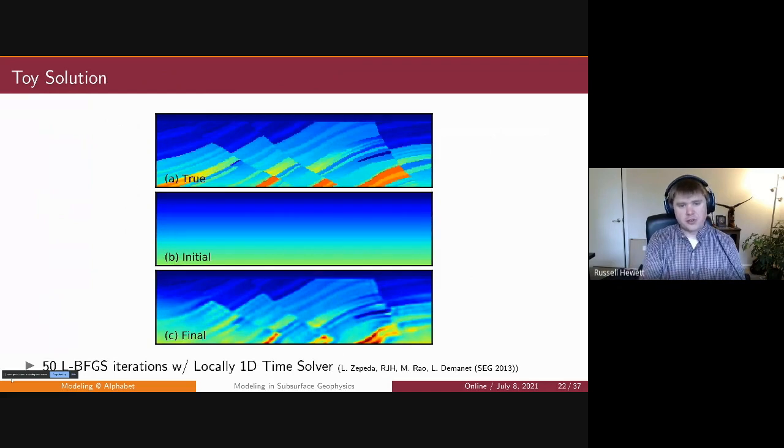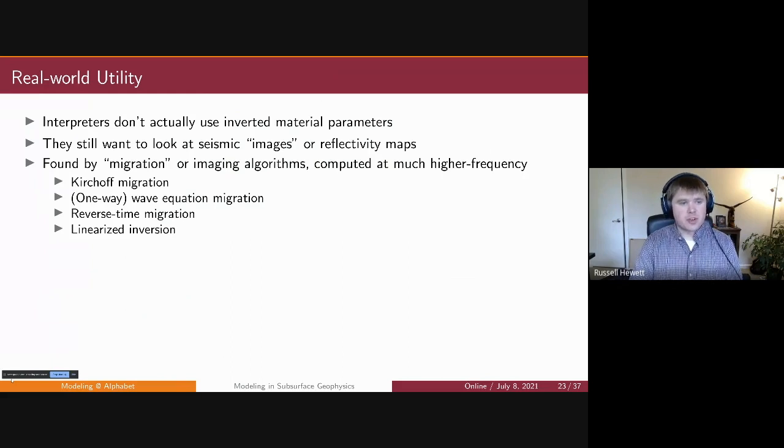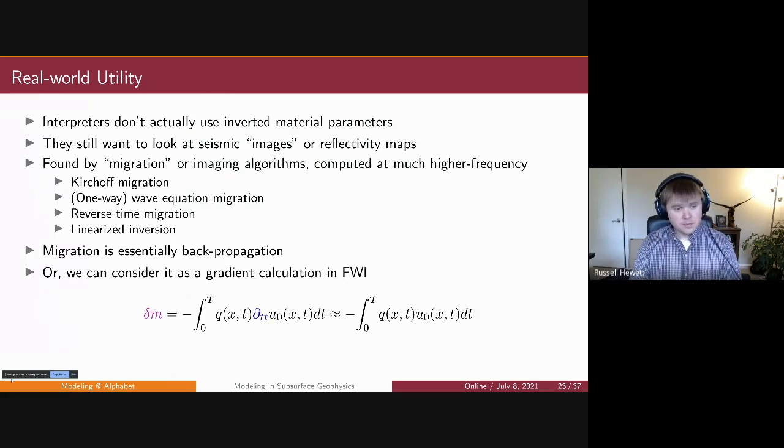So we can do a toy inversion starting from this 1D problem in the middle. I can recover this. This was with an experimental solver, which is why it's so tiny, so it's not a realistic result at all. For realistic results, the interpreters don't actually want to see the inverted material parameters. They want to see seismic images, the reflectivity maps. And these are found by applying migration algorithms at much higher frequencies to the material parameters that you recover.